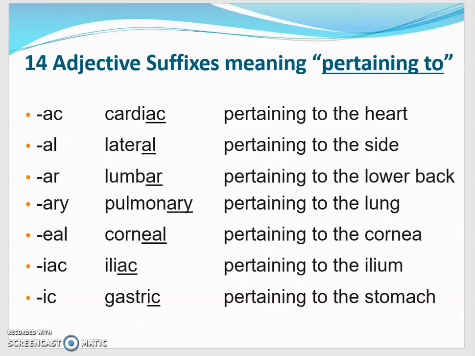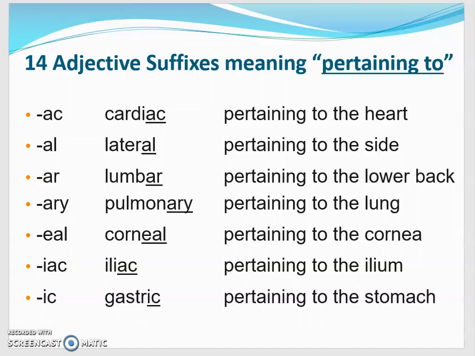Pulmonary is the word. If we want to describe the cornea, we have the corno as our combining form. We put eal on the end of it, and we have corneal, pertaining to the cornea. Iliac is derived from taking the word ilio and attaching ac to the end of it, and we have pertaining to the ilium. Gastric, you've seen gastro already, so you know that's the combining form. You see there's no O there. We threw it away because the suffix ic starts with its own vowel, so we have gastric, pertaining to the stomach. So there's your first 7.